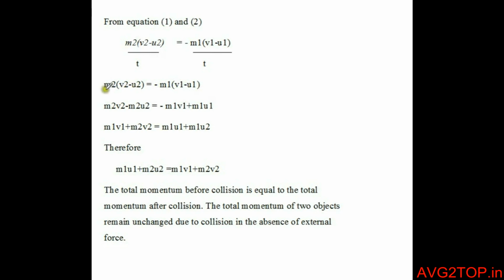So multiplying out, m2 v2 minus m2 u2 is equal to minus m1 v1 plus m1 u1. So m1 v1 plus m2 v2 is equal to m1 u1 plus m2 u2. So the total momentum before collision is equal to the total momentum after collision. The total momentum of two objects remains unchanged due to collision in the absence of external force.